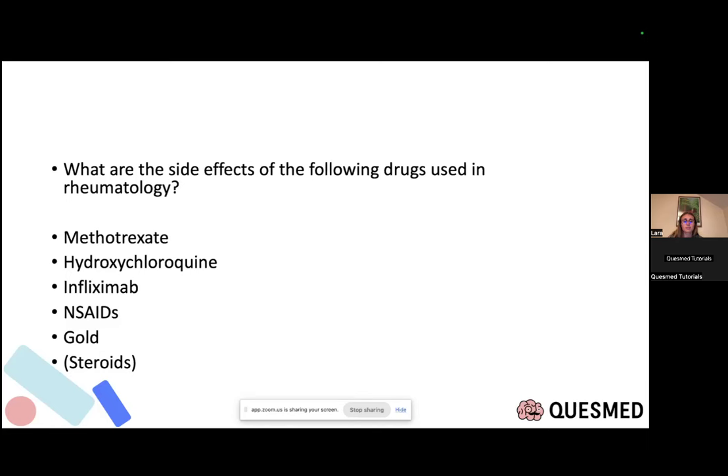So we've got TNF inhibitor and can cause reactivation of TB. Yes, it can. Reactivation of TB is really important. You have to test before. And then it's a really strong immunosuppressant.